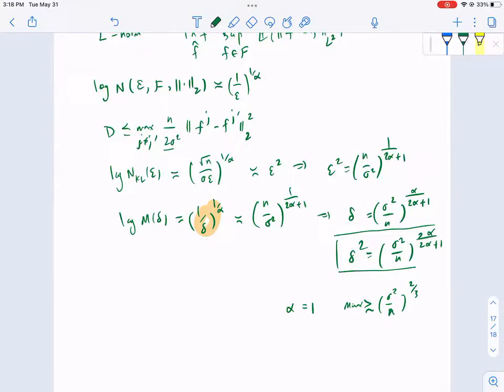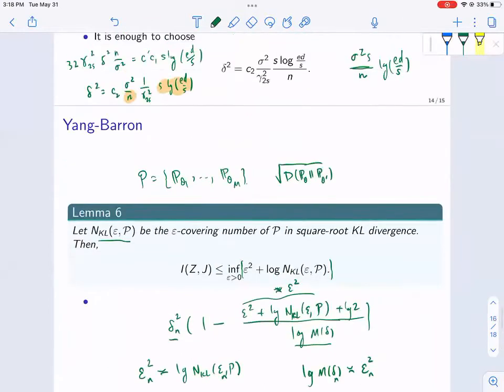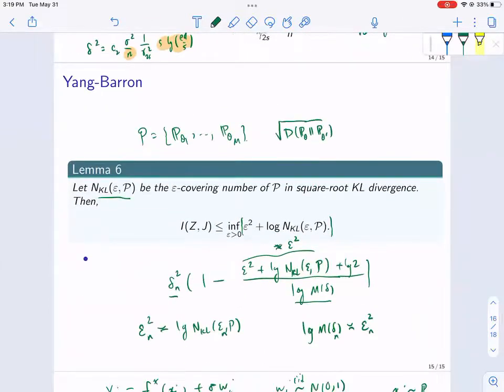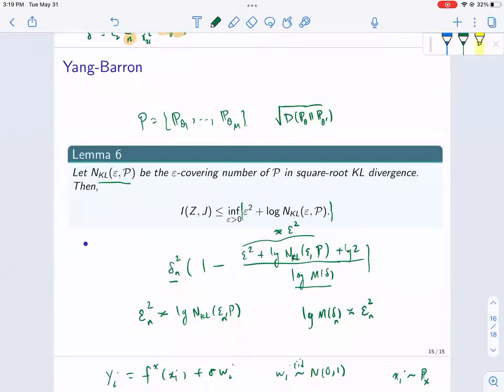So this was fast, sorry, because we ran out of time. But if you're interested, the proof of this is simple, but the technology is very interesting. Once we can control the packing number and the covering number in the square root KL, and in some cases they're basically of the same order, then you can do this sort of calculation, find the epsilon, then find the delta that matches this, and your delta would be the minimax rate.